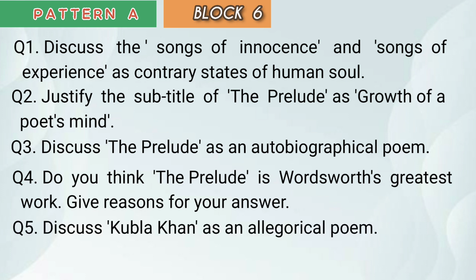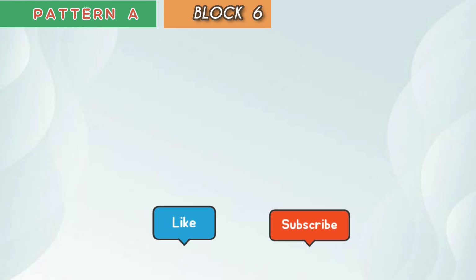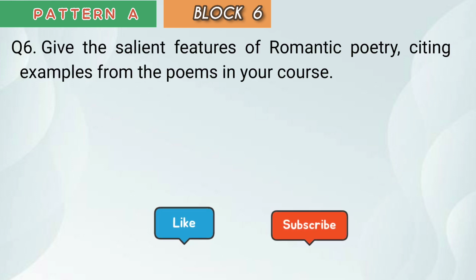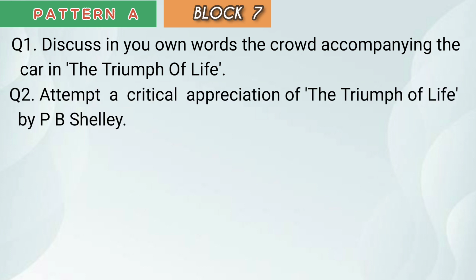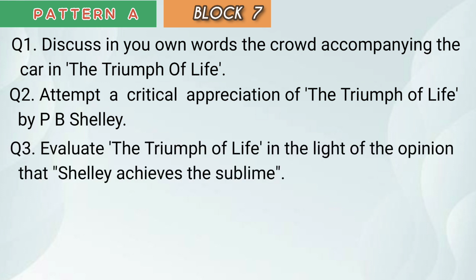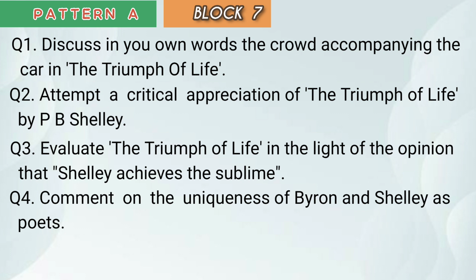Question 5. Discuss Kubla Khan as an allegorical poem. Question 6. Give the salient features of Romantic poetry, citing examples from the poems in your course. Block 7. Question 1. Discuss in your own words the crowd accompanying the car in The Triumph of Life. Question 2. Attempt a critical appreciation of The Triumph of Life by P.B. Shelley.